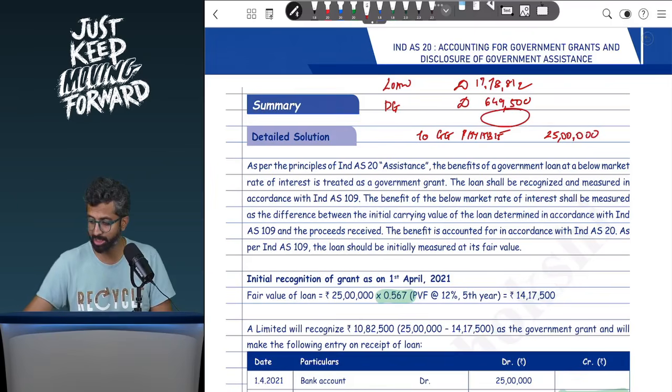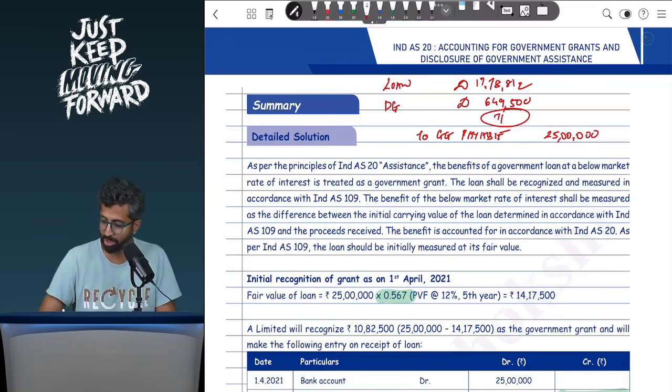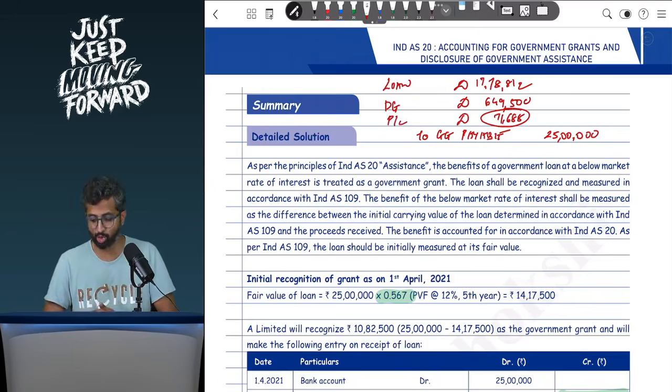So this is, let's say, 17,78,812, and the balancing figure over here is around 71,688, which is to be taken to the profit and loss account. Apart from that, another entry for the penalty. So this is to grant payable, another 10 lakhs, and then P&L of 10 lakhs.